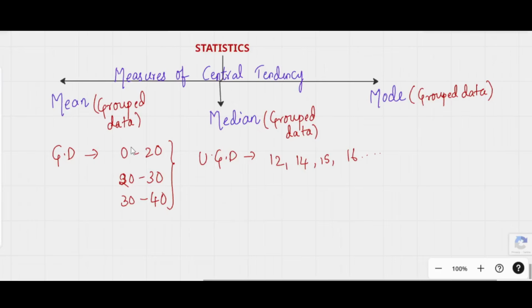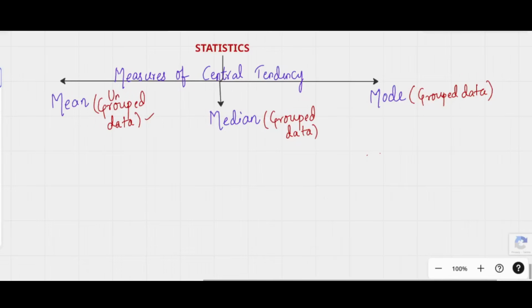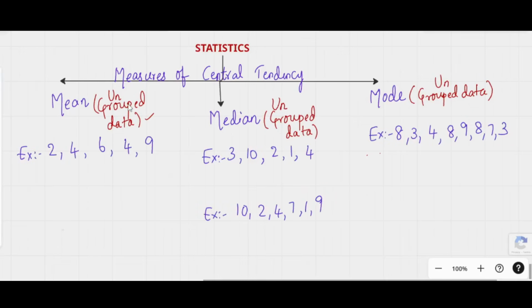So here, first of all, before going to the grouped data formula, I just want you to understand how you can solve the ungrouped data questions first. Okay. Yes, let me go with the ungrouped data first, for mean, median and mode. Let me take an example. Here I have taken some examples.